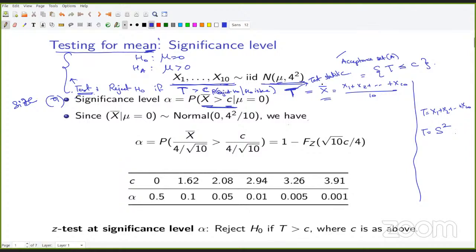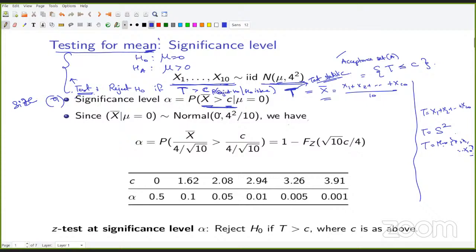Ultimately, the test statistic is a function of the samples. Either it is the sum of the samples divided by 10, which is the sample mean, or just the sum, or the sample variance. There are many cases. You can just take something like the max of x1, x2, up to xn. It could be any function, but a function of the samples only. Here we are testing for the mean, so that is why we took our test statistic as the sample mean.